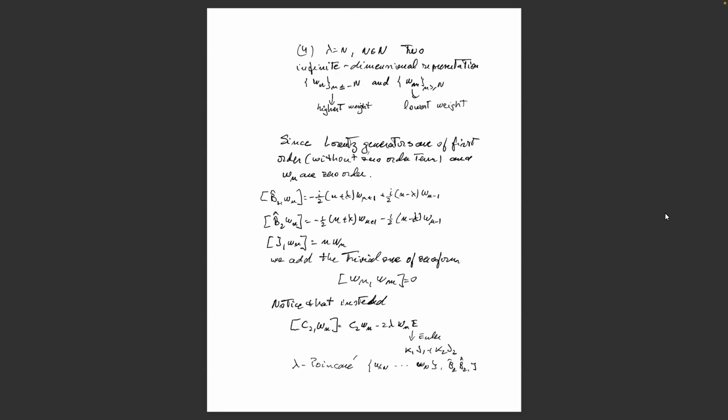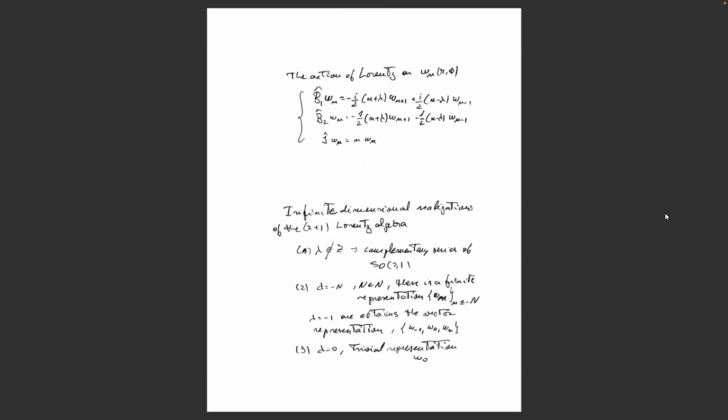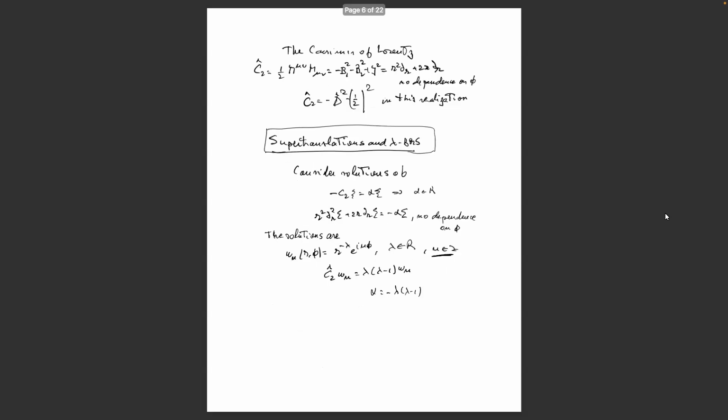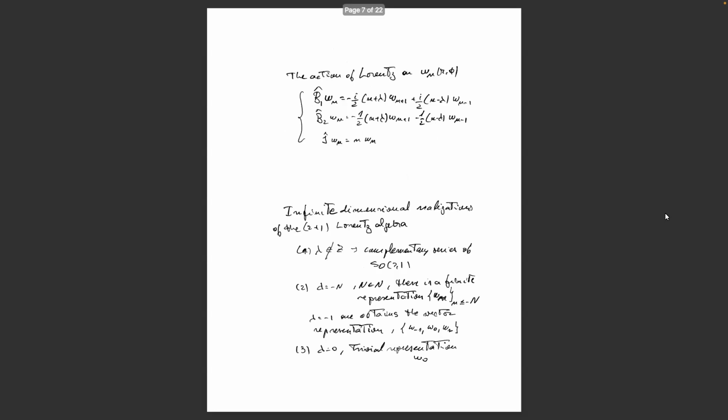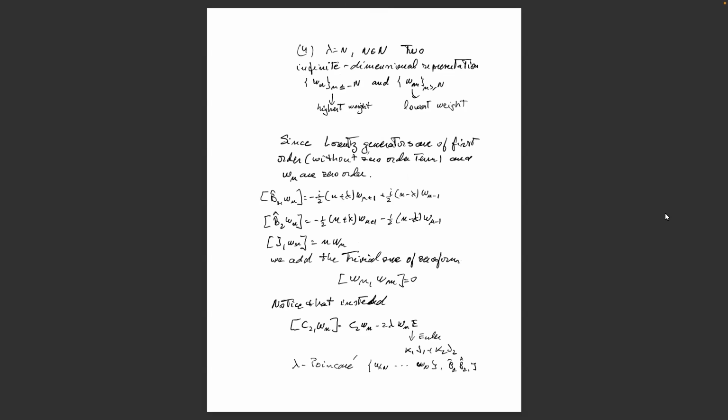Therefore, here's an important comment. Lorentz generators are of first order, with no zero order term. On the other hand, omega n is a zero order term. Therefore, when you have a commutator of a differential operator with another one, it subtracts 1 degree. Therefore, essentially, we have this action here of the B's, the differential operator, on the zero order object, and it results that this is a first order with no zero term, and this is zero order, therefore the result is a zero order.